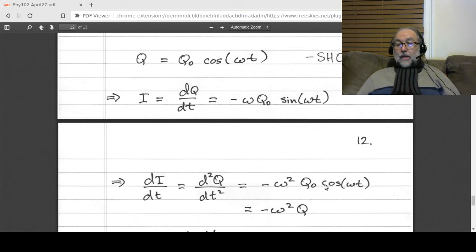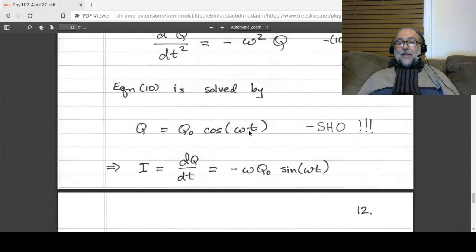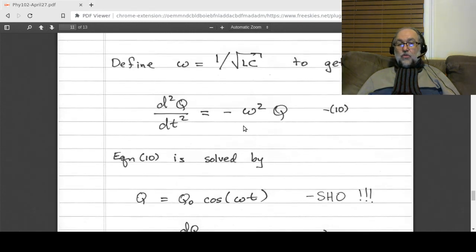But now you recognize that Q naught cosine omega t is exactly just Q. That is the time variation of the charge. So you can replace Q naught cosine omega t by just Q, and basically you've got d2q by dt squared is equal to minus omega squared q. That is exactly the equation we were trying to solve.